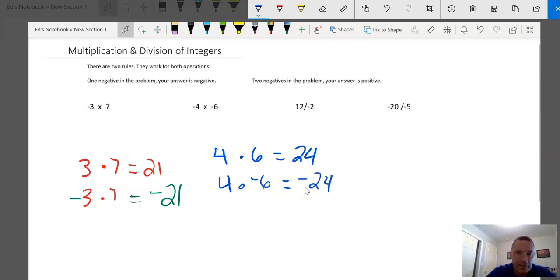But now we're looking at the second part. Negative 4 times negative 6. Well, there's two negatives in the problem. Hey, notice that this is the same negative 6, negative 6, but 4 and negative 4 are not. So I can't get the same answer as negative 24. So what would be the difference than negative 24? It goes back to being a positive 24.